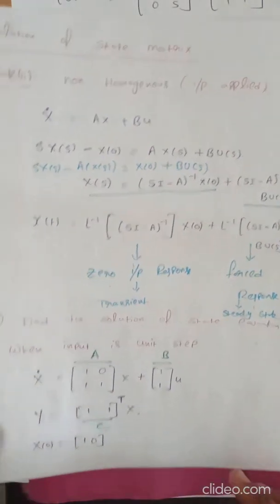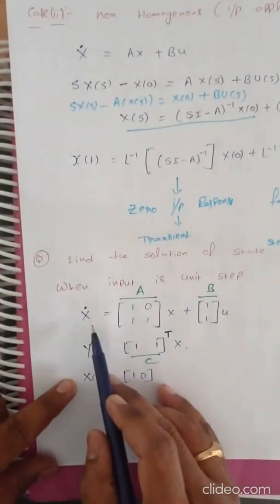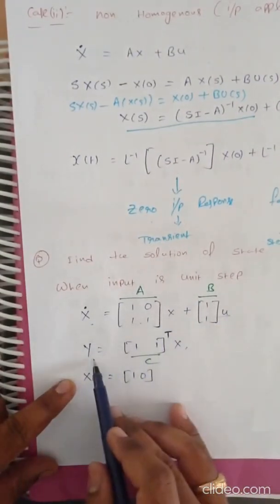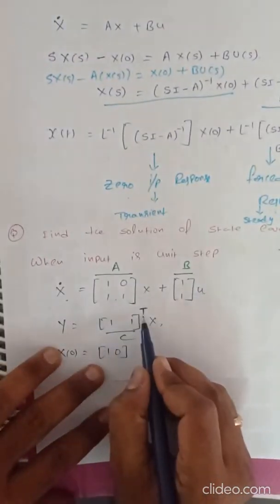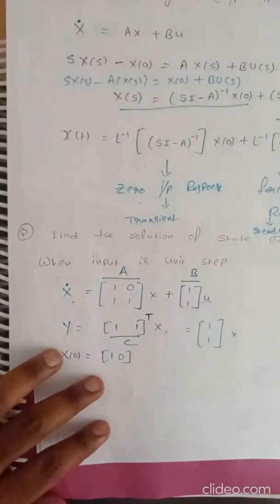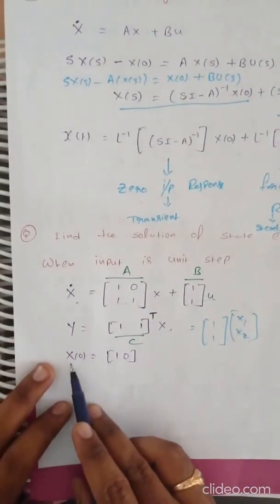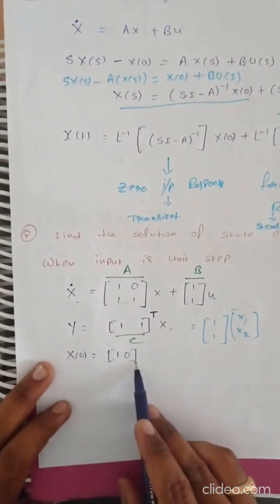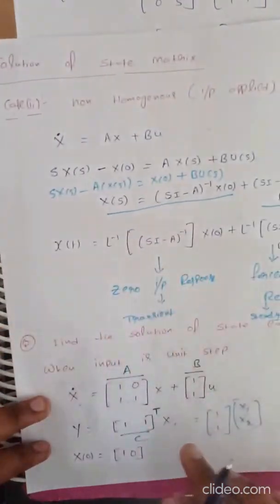Now we'll solve one problem, how we are able to solve the linear time invariant equation. Now we are able to get some time domain equation for the given state model. Suppose this was the state model, x dot equal to ax plus bu, y equal to cx. Here always you observe that it's a transpose, that means 1 1 into x. Here x is nothing but x1 and x2, and x of 0 initial conditions, that was 1 and 0, right? Now we'll just apply this formula or substitute these values in this formula.